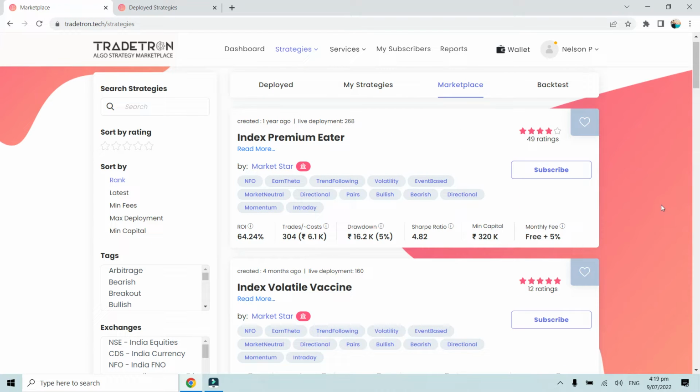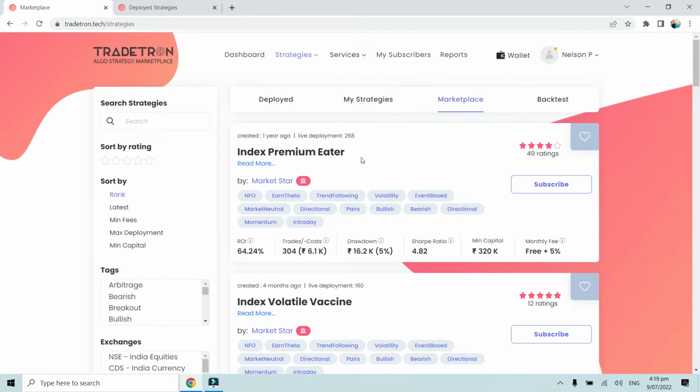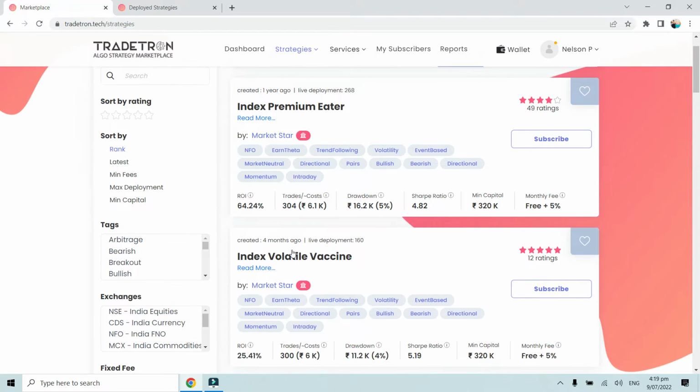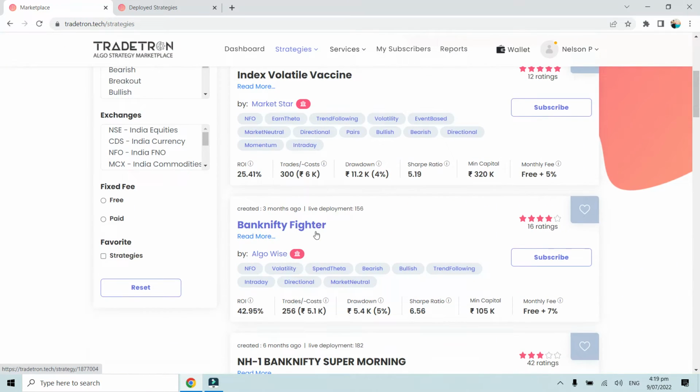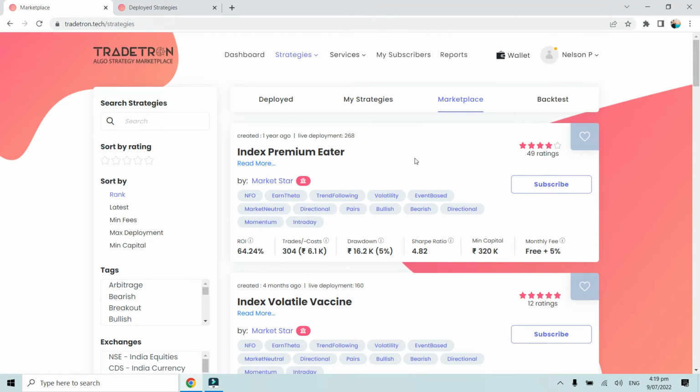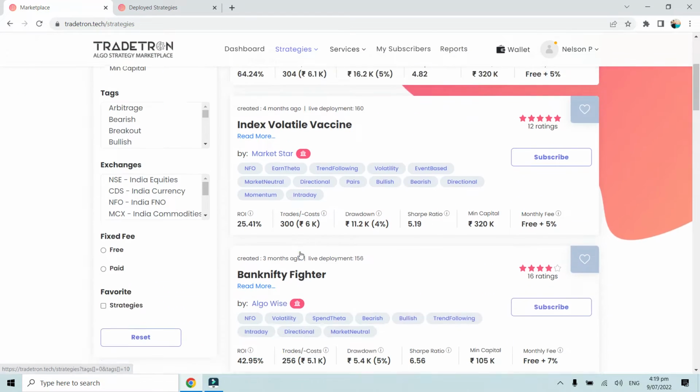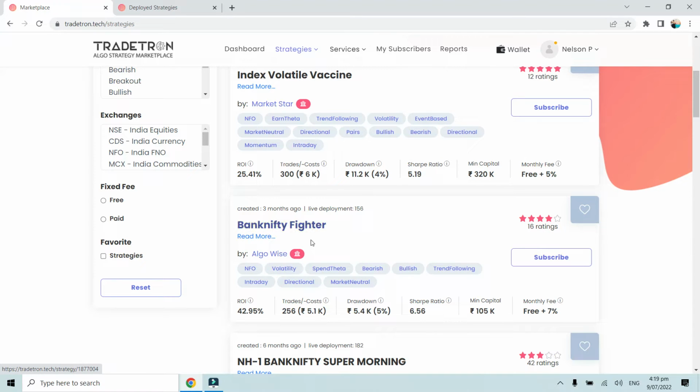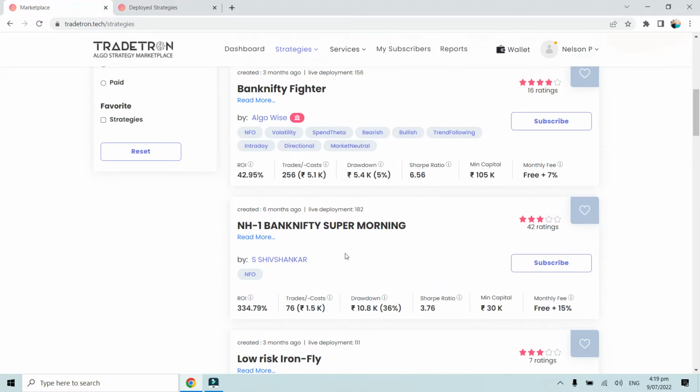I will give you a brief introduction to the different parameters that you see on this page. First, the name of the strategy. The first strategy is called index premium meter, the second is index volatile vaccine, and the third is bank nifty fighter. The creator of the strategy is mentioned here as well. Index premium meter is created by a strategy creator called MarketStar. The second strategy is also created by MarketStar. The third strategy, bank nifty fighter, is created by AlgoWise. So these are different strategy creators.